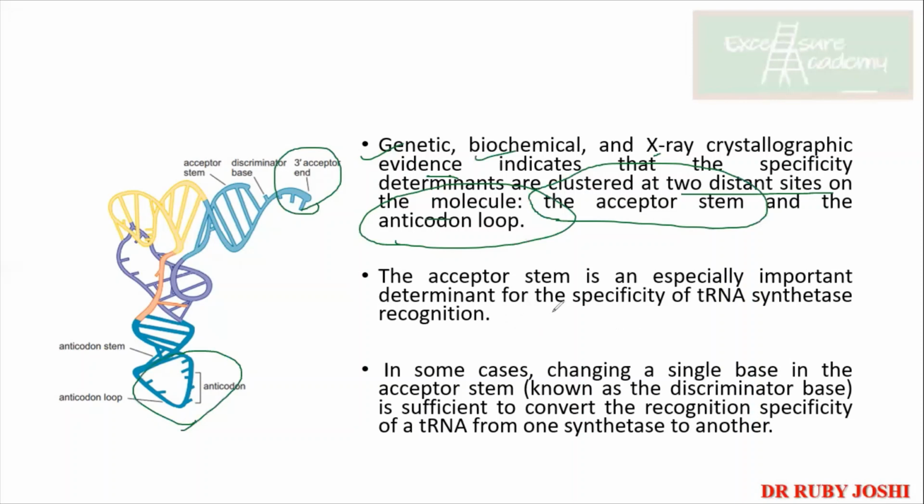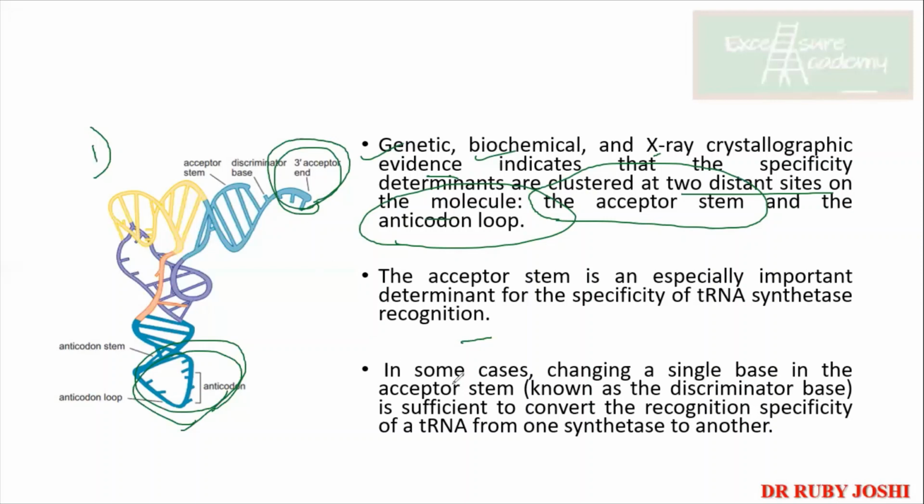The acceptor stem is an especially important determinant for the specificity of tRNA synthetase recognition. So guys, this point is clear, right? The anticodon and the acceptor end are the two important features by which tRNA synthetase is able to determine and choose the correct amino acid for that particular tRNA.